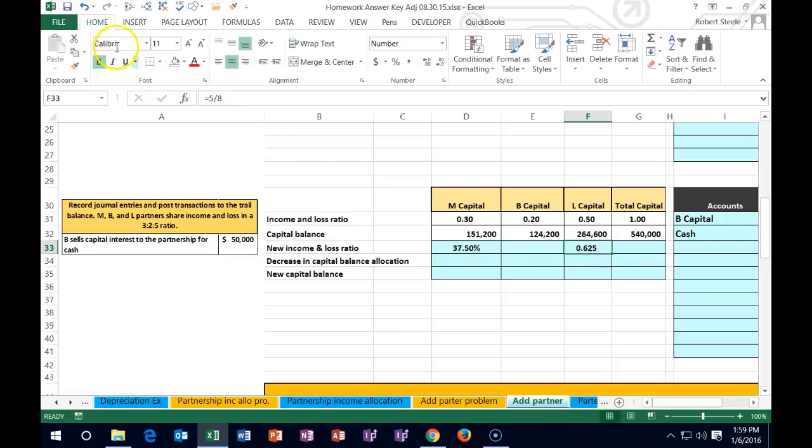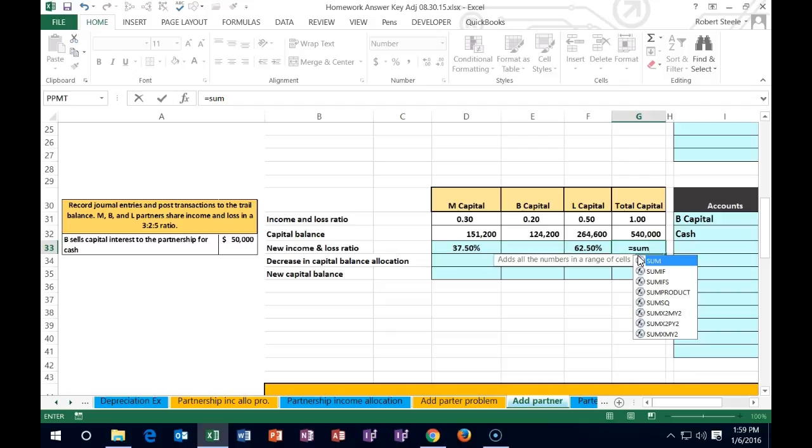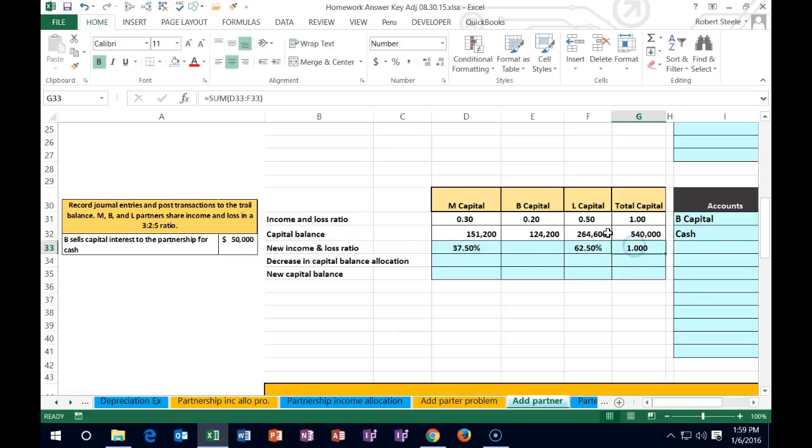We're going to put our cursor there, Home tab, Number, and Percent. We can increase the decimals. That should add up to 1 or 100%. So let's see if that's the case. Equals the sum. I'm going to double click the sum, highlighting the 37.5, the 62.5. It adds up to 1, or of course, 100%.